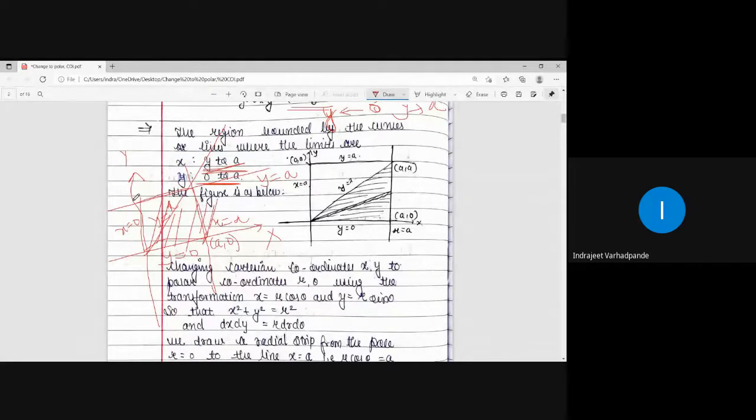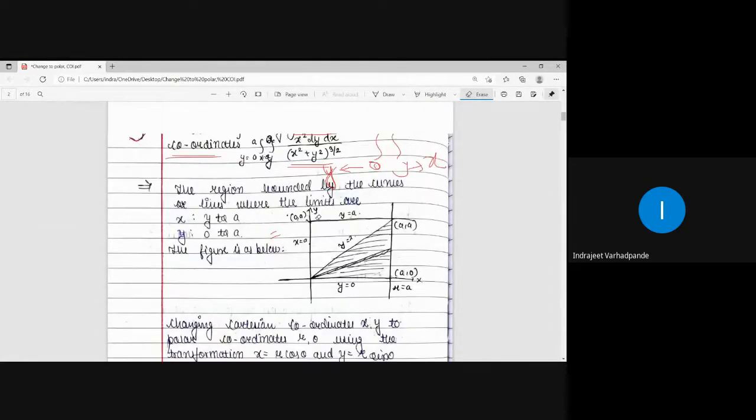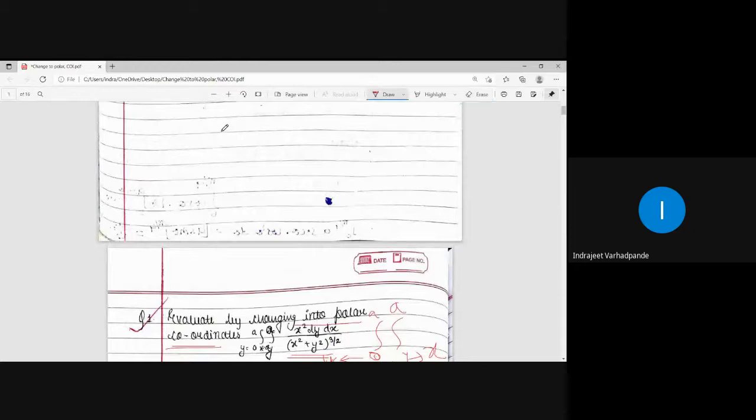Y is equal to a means this particular line portion. Okay, if you want, I can draw it in a separate way. It was just to show how it is to be drawn. Now once the figure is known, I can easily go ahead with this particular drawing.